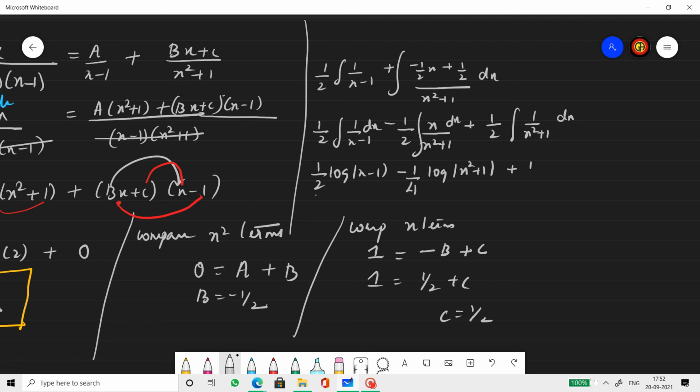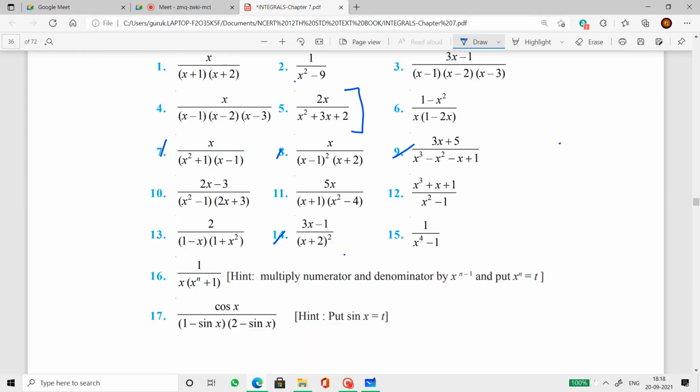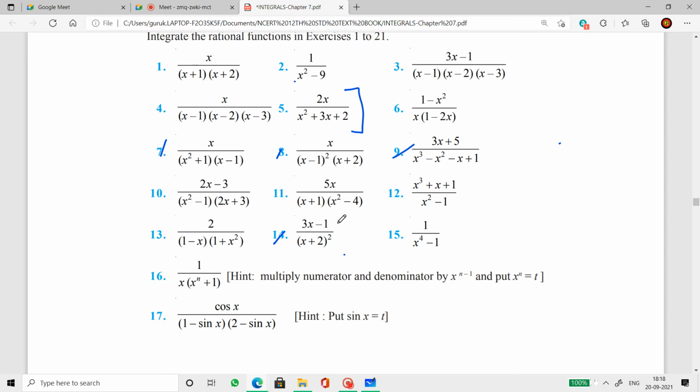Whereas for the third one, it's a special integral, 1 by x square plus a square. So this will be tan inverse x plus c. So what we completed now is question number 7. Based on that, we can do question number 13. 7 and 13 are the same type, because even here we have a non-factorizable quadratic equation. Whereas question number 10 and question number 11 are based on the same types that we covered already.